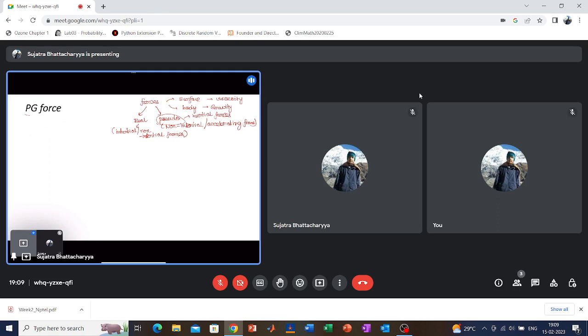Now this PG force, the pressure gradient force, is nothing but a real force. So since it is a real force, it exists in both the accelerating frame of reference as well as the non-accelerating frame of reference. Earth being a non-inertial or accelerating frame of reference, this PG force acts there because it is a real force.